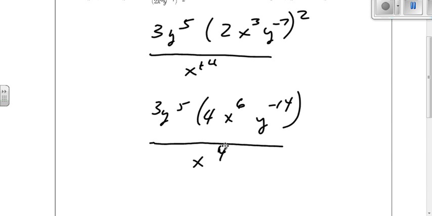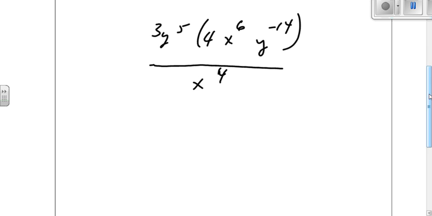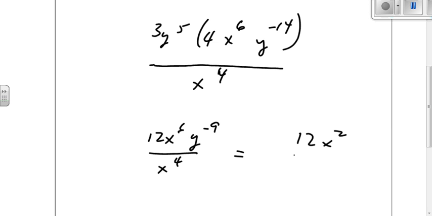Okay. Distributing that 3y to the 5th, we have 12x to the 6th y to the negative 9 over x to the 4th, which then gives us 12x squared over y to the 9th. Good.